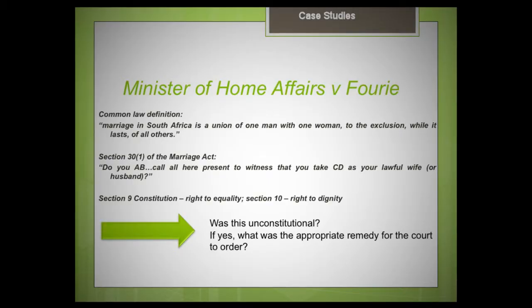So you would have realised in the Fourie judgment that Justice Sachs was talking about this quite a lot, about whether or not these cases should be heard together, and he said that they were. So there were 2 main questions that went before the court. The first one was, is this unconstitutional? And the second one was, if yes, what was the appropriate remedy for the court to order?